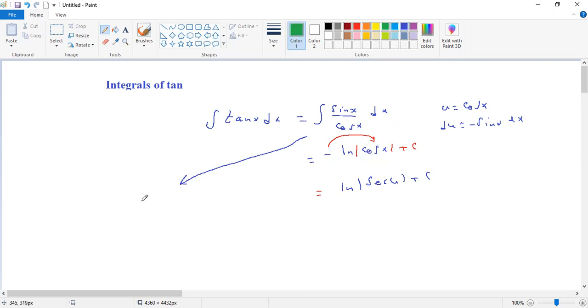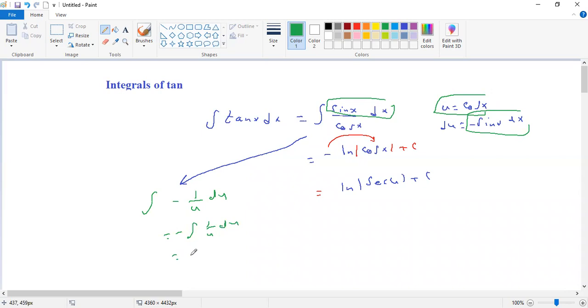We have the integral, the derivative of cosine, we said negative sine dx. So this will be minus 1 over u, cosine is u, and sine x dx is negative du. So we have minus du. And the integral of minus 1 over u du is negative ln u plus c. So we have minus ln cosine, u is cosine.